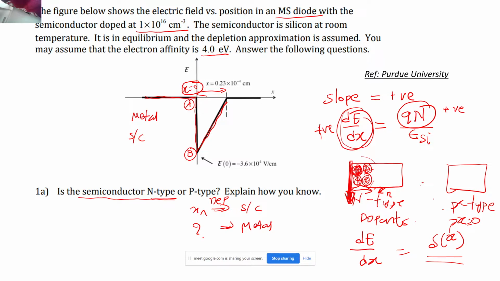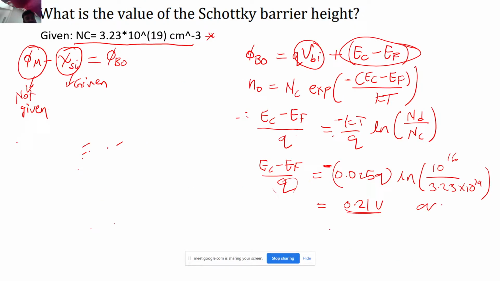W, area under the curve. Yeah, exactly, the area under the curve, right? So now this VBI will be what? And what is the area under the curve? It's a triangle. Half into base. What is this base? The base is nothing but Xn, because the entire depletion region is present on the semiconductor side, right? Half into base into height. What is the height? E of 0.